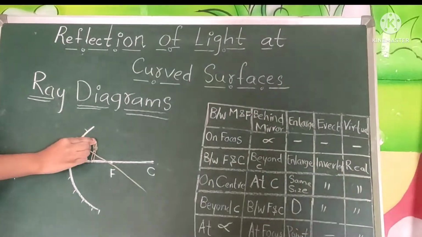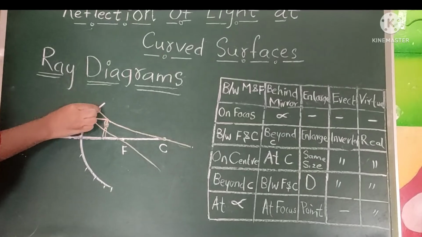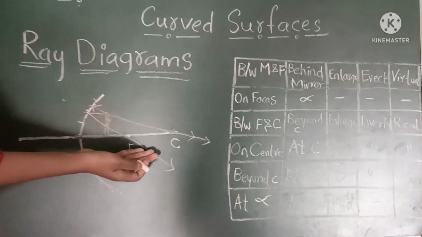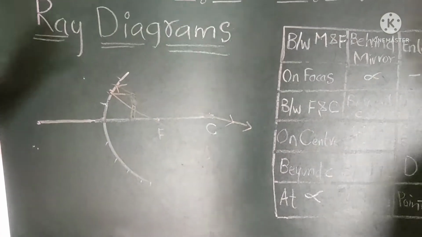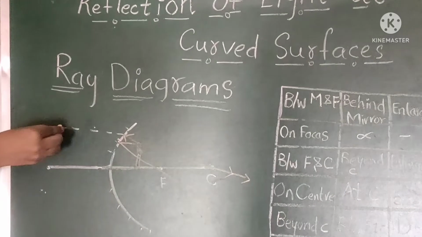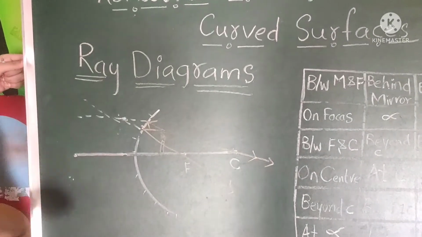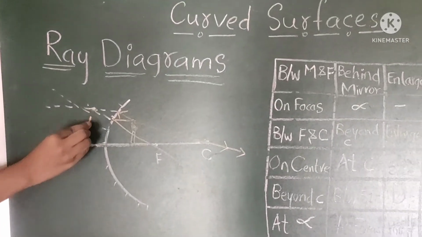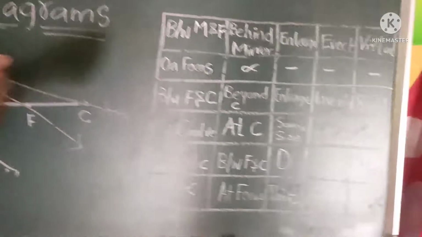Now the second one passing through the center of curvature. But what is happening here? There is no meet up, right? Now let's see what is happening. Let's project back these rays. So what's happening? They'll meet. So this is a point where it is meeting, right? So here the image is formed. So is this real image? No, it's virtual image. Now let's see the table.